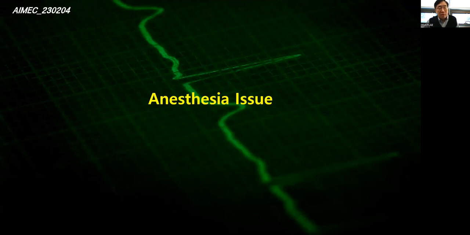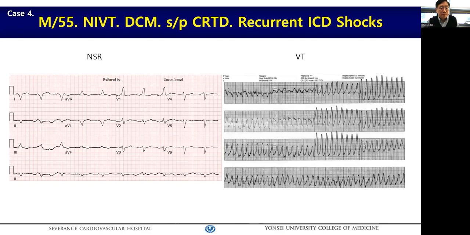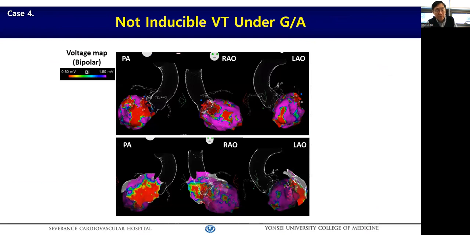Now, I would like to discuss the anesthesia issue. This patient with dilated cardiomyopathy was referred due to recurrent ICD shocks. Sinus ECG shows CRT pacing, but QRS is relatively wide, and the VT ECG brought from another hospital suggested LV summit or basal anterolateral wall region monomorphic VT, a common site of DCM-related non-ischemic VT.